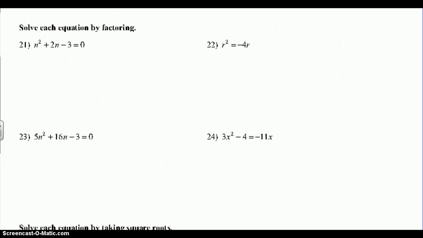we're going to factor, and we're going to solve by square roots. So we've got to factor n squared plus 2n minus 3. So we need two numbers that multiply to -3 and add to 2. So we're going to do n plus 3 times n minus 1 equals 0.